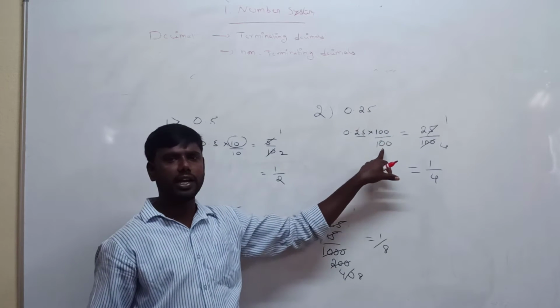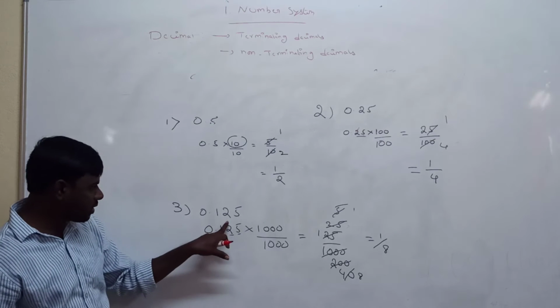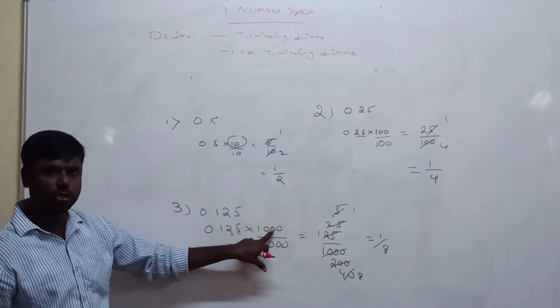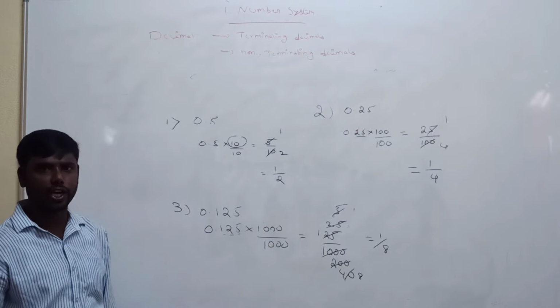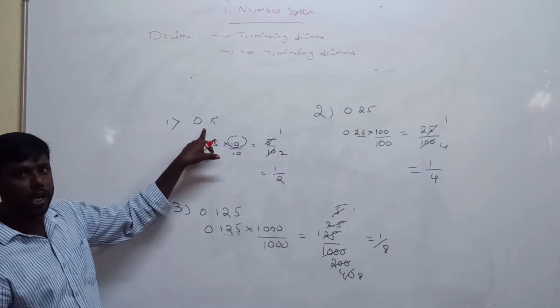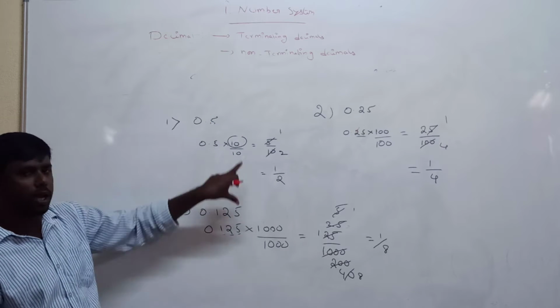Multiply with 100, divide with 100, you can take. If three digits after the point are there, you can multiply with 1000 and divide with 1000. So everyone understood? So there is a process to convert a decimal number.